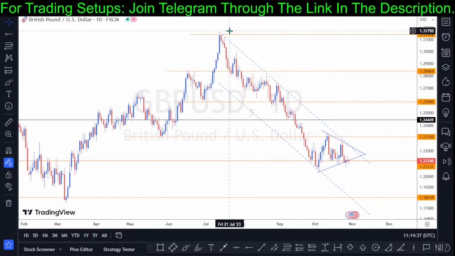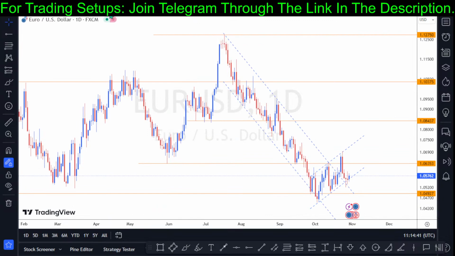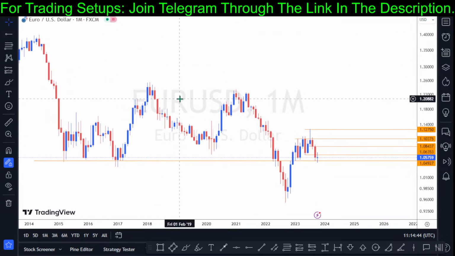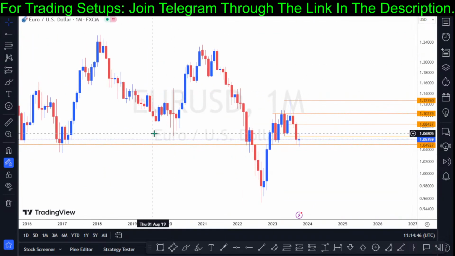Let's proceed to the Euro pair against the USD. Here comes the Euro pair against the USD. As usual, let's check on the monthly time frame. On the monthly time frame, here comes what we have.